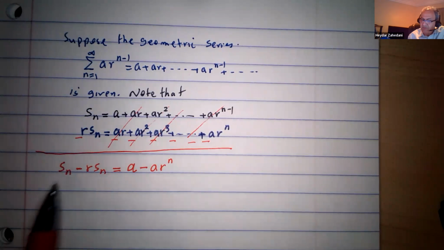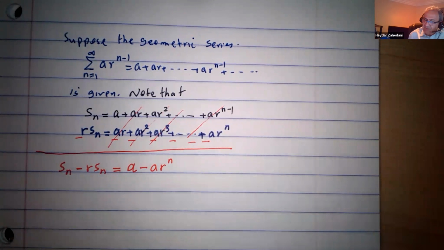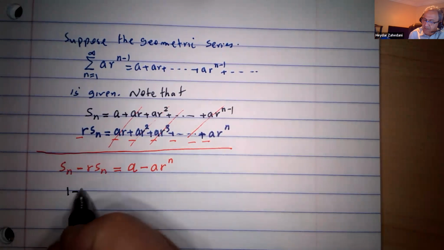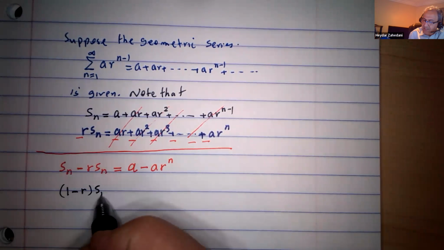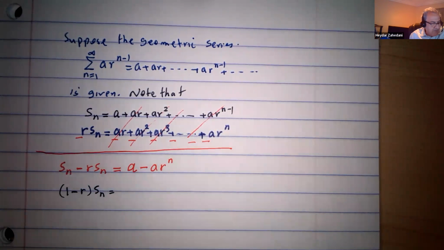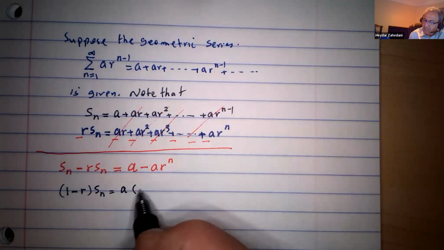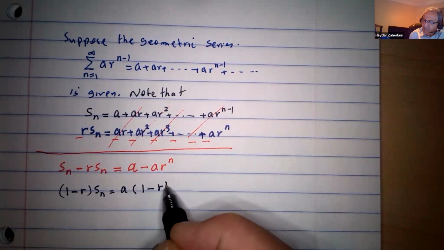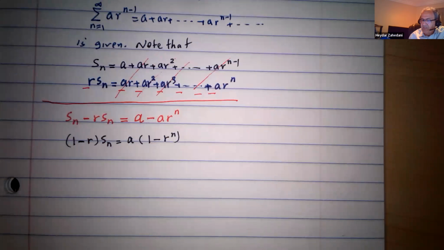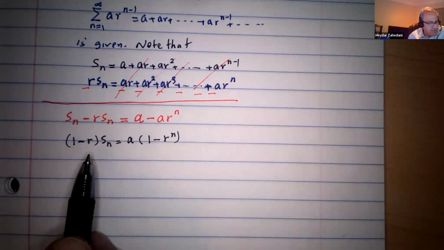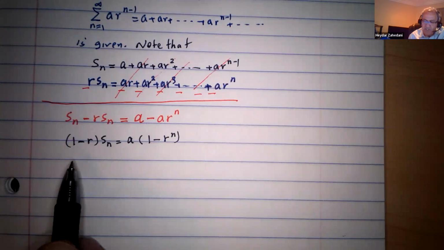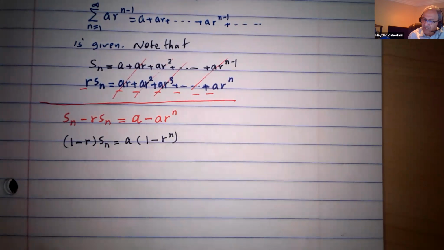Okay, a little bit of algebra. Remember, I'm looking for Sn, so I factor out the Sn. That would give me 1 minus R times Sn. You can factor by A if you like, or you can leave it, it doesn't matter. Okay, let's factor A out, so that gives A times 1 minus R to the N. Then I'm looking for Sn, so I divide by 1 minus R. Okay, you may say R may be equal to 1. I assume it's not equal to 1 for the time being.